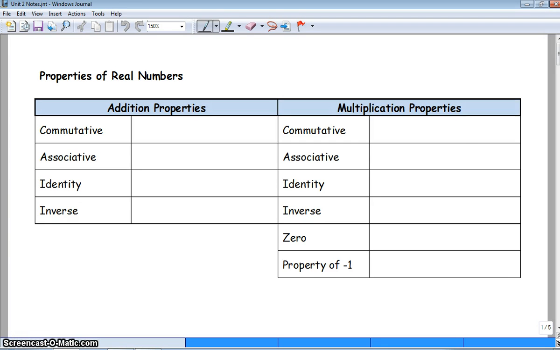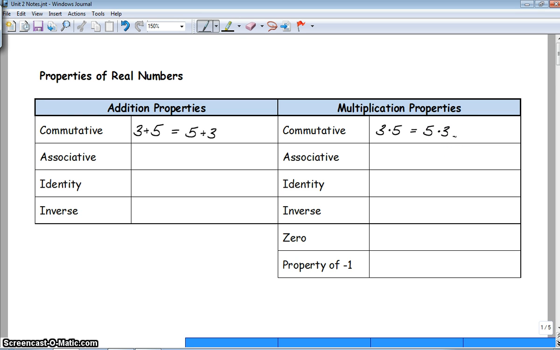Properties of real numbers. First up, there's the commutative property. Commutative property just tells us we can move numbers around, change the order. So in terms of addition, if we have 3 plus 5, we can move our numbers around and rewrite it as 5 plus 3. Or with multiplication, if we have 3 times 5, we can move our numbers around and rewrite it as 5 times 3.